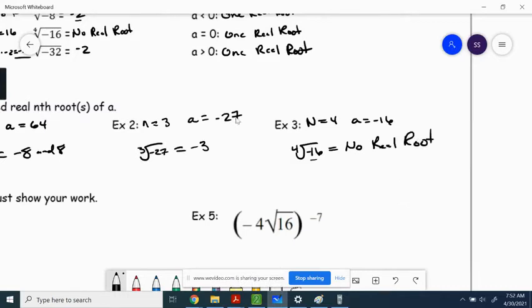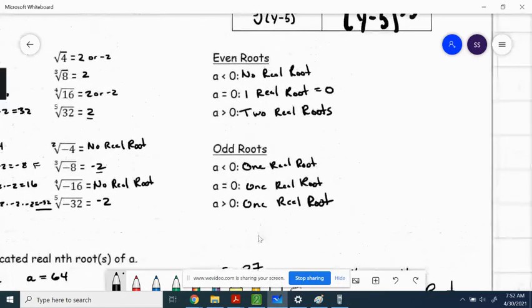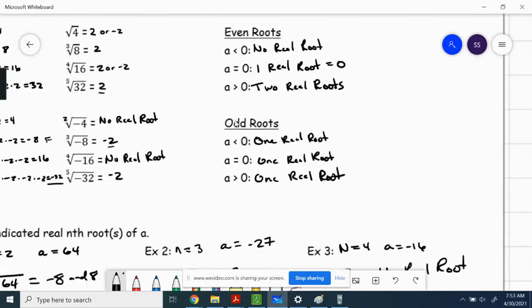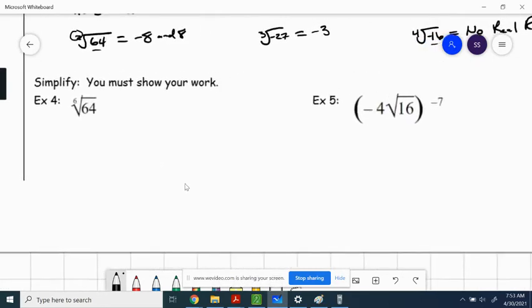All right. So when you're looking at problems like that, just refer to this little chart and you should be good. Now, examples 4 and 5. So we're just going to simplify this, the sixth root of 64.